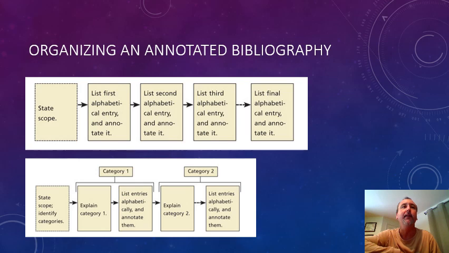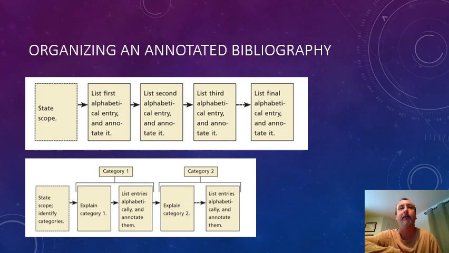categories. So as you can see on the first one, it starts out where you state the scope. And again, this is like a paragraph at the top where you're describing why you're going to use these next entries. So it just gives the reader or your professor, whoever's looking at these, an idea of why you're looking at these sources and what you're trying to get out of them, so that they know ahead of time what they're getting into.